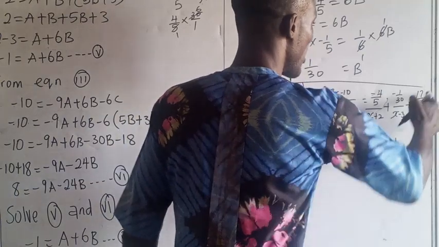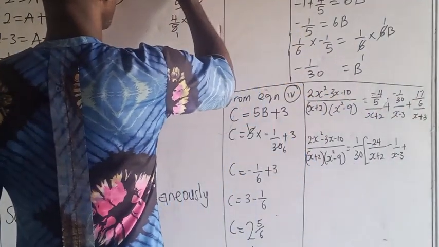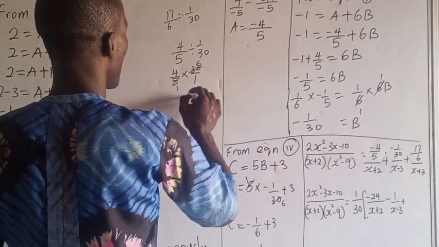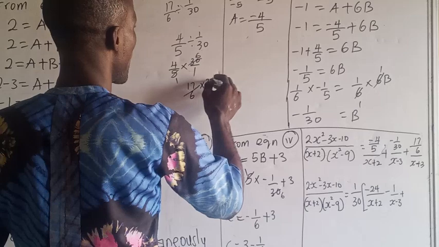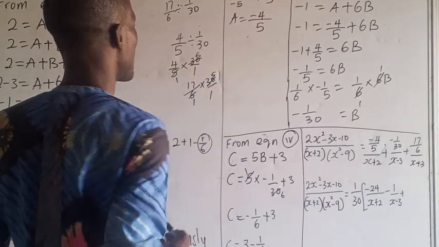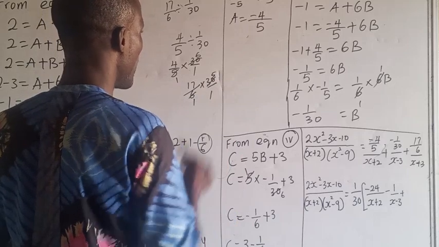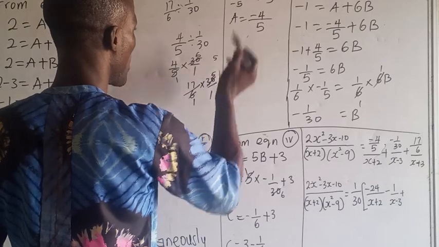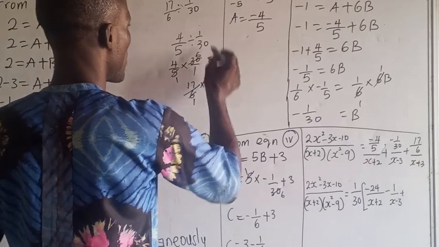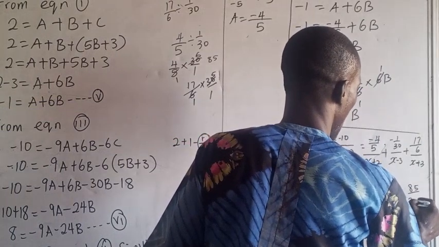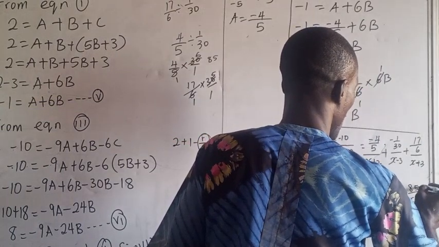So when 1 over 30 goes to 17 over 6, what do we have? That's 17 over 6 divided by 1 over 30. That will give you 17 over 6 times 30 over 1. 6 here 1, 6 here 5. Now 5 times 17, that should be 85. 5 times 7, 35. We write 5, we keep 3. 5 times 1, 5 plus 3, 8. So we have it as 85 over x plus 3.